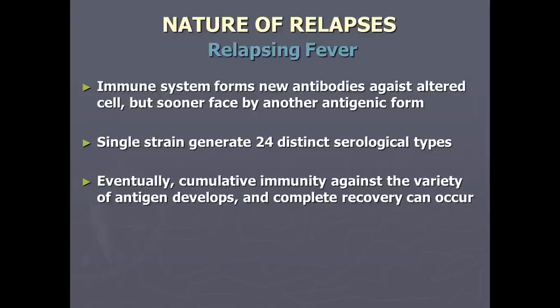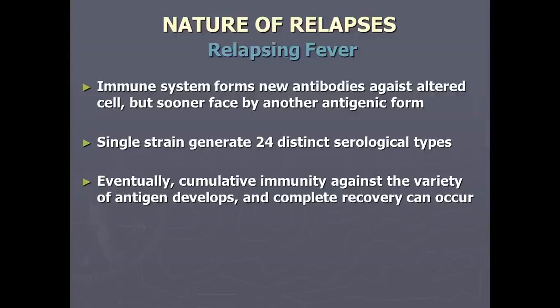Now, when the body acts against those antigenic components and produces antibodies, then in the third phase, the organism changes itself again. So there is a fight going on, and ultimately, you see the body is the winner, but maybe temporarily, because you cannot really eradicate the organism. A single strain can have 24 different serological types based on the antigenic composition. And eventually, there is a cumulative immunity developed in the body against the variety of antigens.